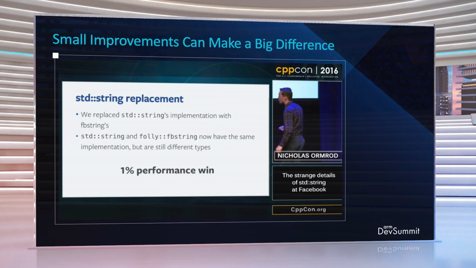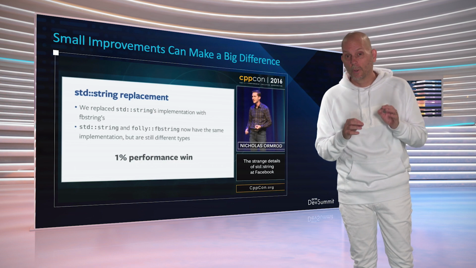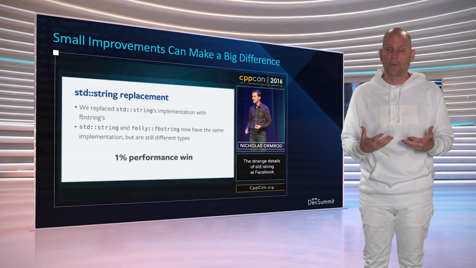But this 1% is 1% across all of Facebook. This 1% doesn't just apply to the compiler. This 1% applies to every single C++ program that Facebook runs. This is really, really good for us. I think this video clip does a good job emphasizing how big of a win this was for them.